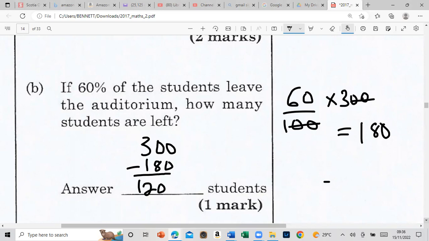Is it that they are saying how many students left the auditorium, or how many students are left at the auditorium? So I don't know, guys. That one is a bit tricky. But I'm thinking they say how many are left at the auditorium. I think that's what they are saying. But I don't know why they structure the questions for double interpretation.